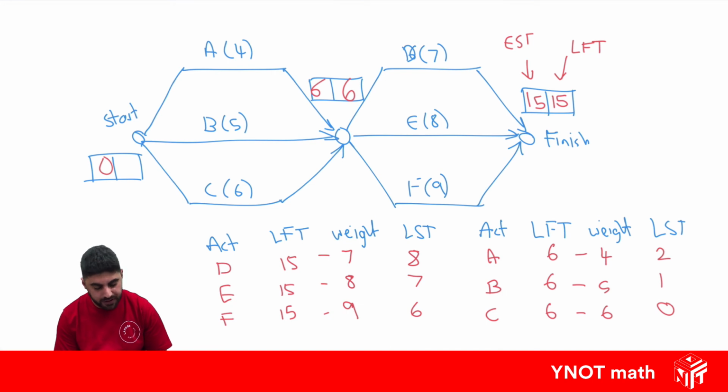And then out of all those latest starting times, we pick the one with the minimum value to be our latest finishing time for the previous vertex. So in this case, it's 0. We write in 0 there. And the latest finishing time at the start should always be 0. So if you don't get 0, you know you've done something wrong.